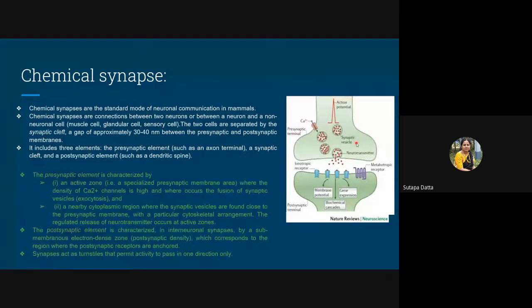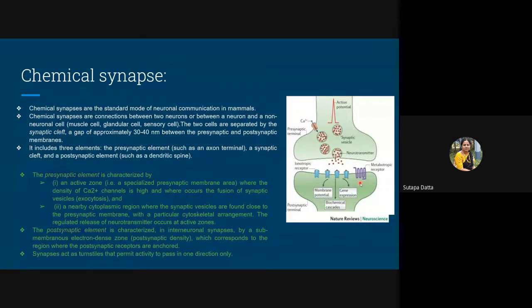Now come to the postsynaptic membrane. So this one is the postsynaptic element. It is characterized, in interneuronal synapses, and interneuronal means in between two neurons, by a submembranous electron dense zone. This is the postsynaptic density zone, which corresponds to the region where the postsynaptic receptors are anchored. Why are they anchored here? Because these receptors specifically bind to these neurotransmitters. So the density of these receptors is higher in this region. And other transmembrane receptors are also present here, which upon stimulation can generate other intracellular secondary messenger molecules.